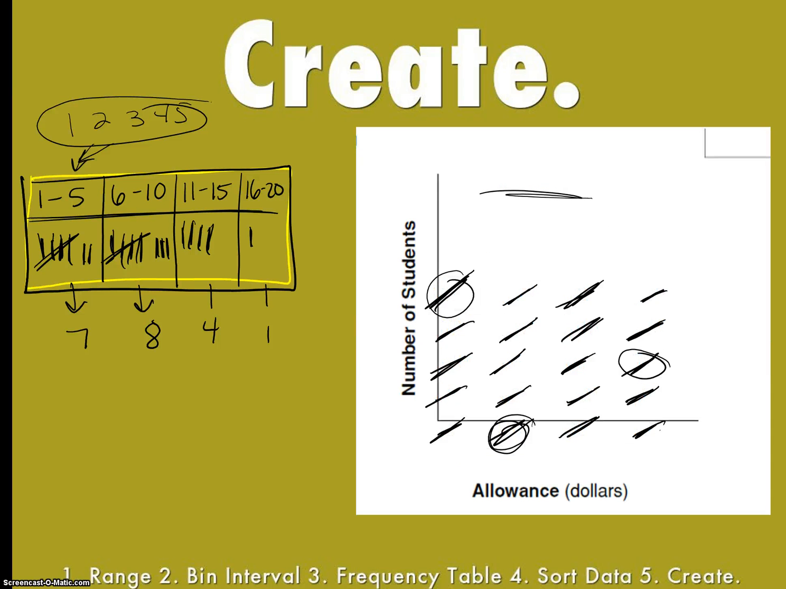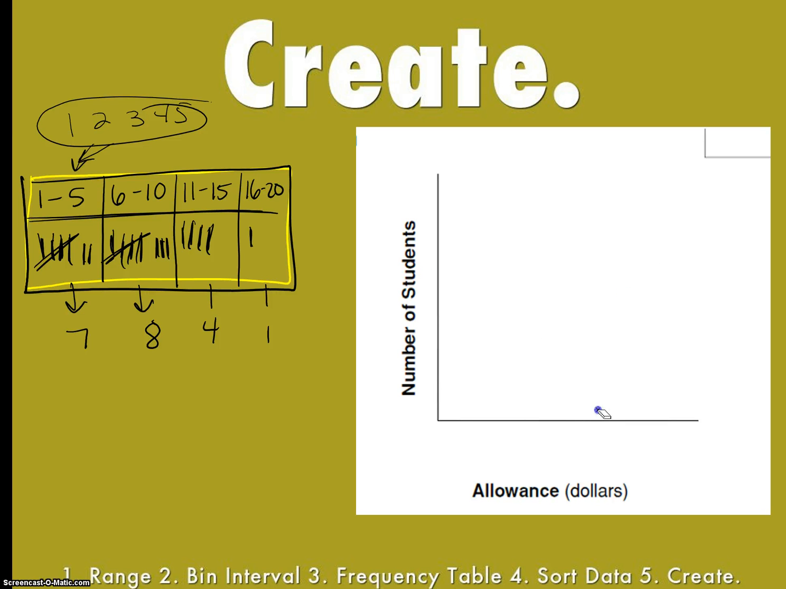So when I go to make my histogram, I'm going to have to first create my bins. So the bins all need to touch. I'm going to start here and do bins 1 through 5, and I want to try to do as even as possible. I have 6 through 10. Try to make them the same size, 11 through 15, and 16 through 20. I have a title, allowance in dollars, and number of students.